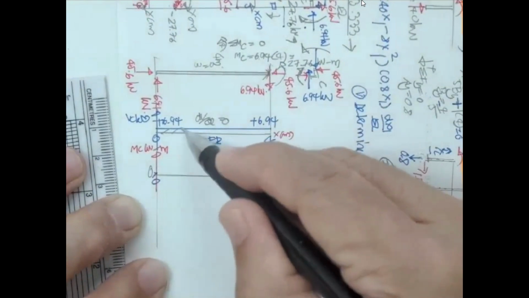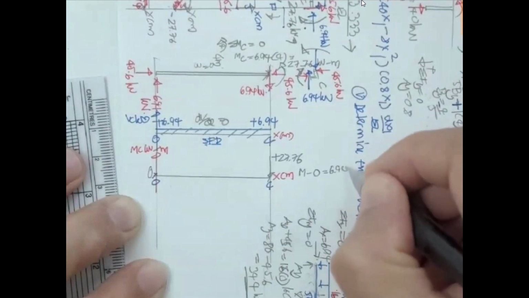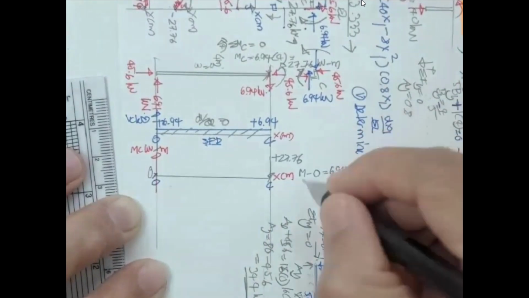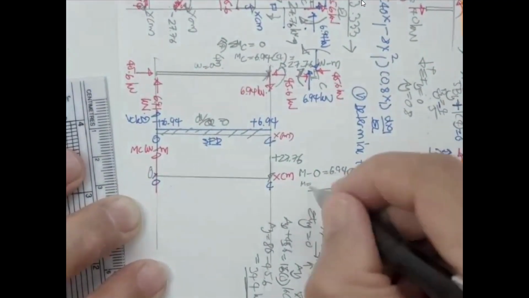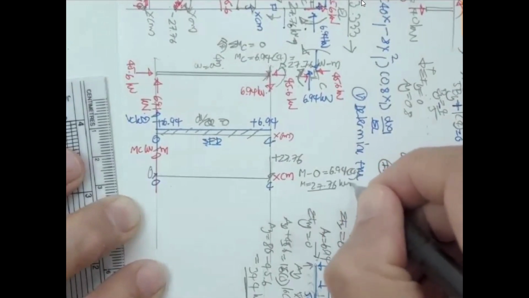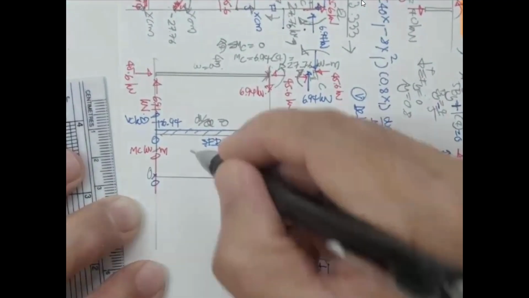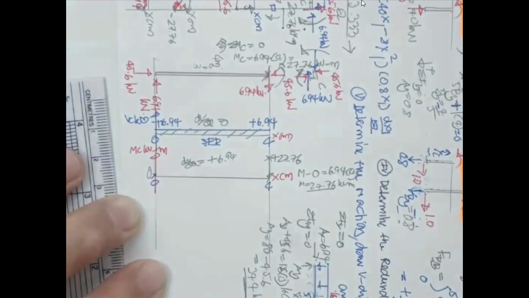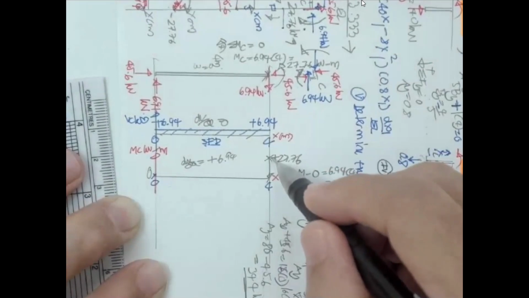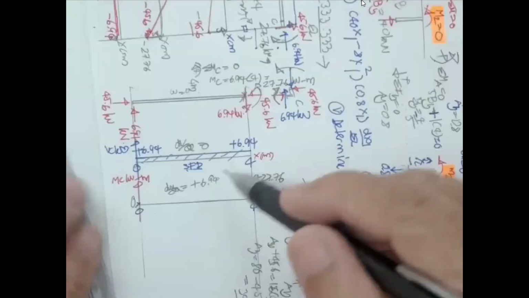It's going to be the area here. It's going to be 6.94 times 4. Okay, M is going to be the same, 6.94 times 4, 27.76 kilonewton meters, and it's going to be positive. Another thing you have to know, dM/dx is positive 6.94. The slope is positive, so the moment over here must be positive. Okay, that is the confirmation. You don't need to do this calculation, just take note of the slope.